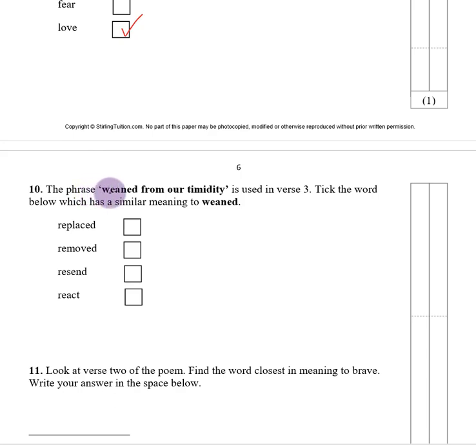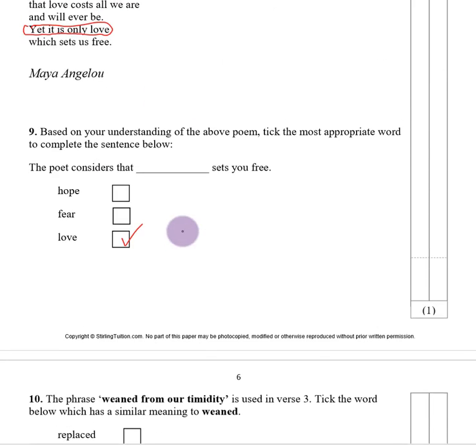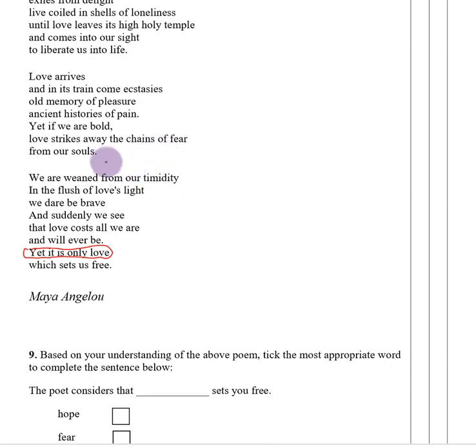Number 10, the phrase weaned from our timidity is used in verse 3. Tick the word below which has a similar meaning to weaned. It doesn't mean replaced, removed, resend, react. So if we look in verse 3 at where weaned is, we are weaned from our timidity.